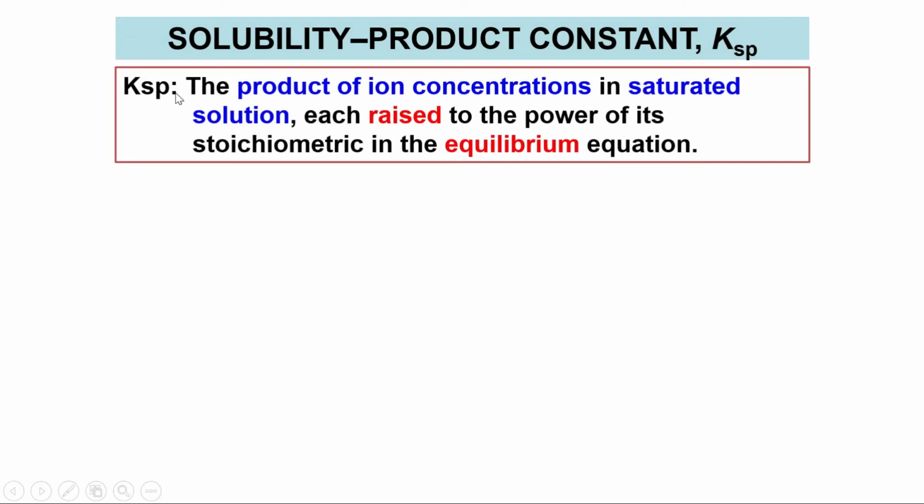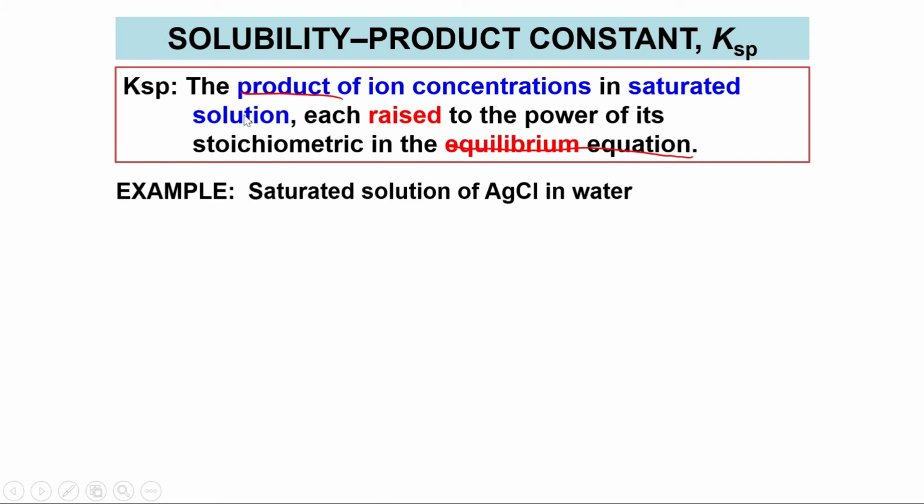So what is meant by KSP? KSP is the product of ion concentrations in saturated solution, each raised to the power of its stoichiometry in the equilibrium equation. Yes, this is the equilibrium equation that we learned in the previous slide.